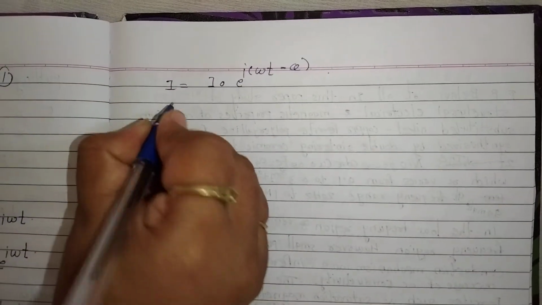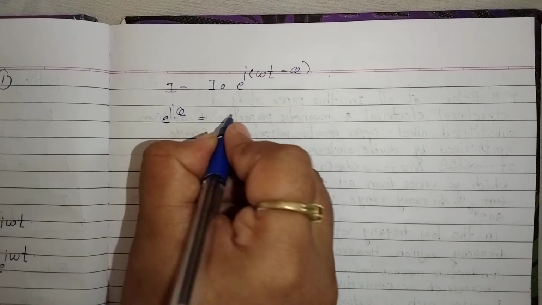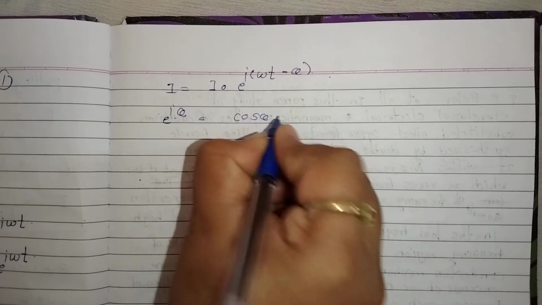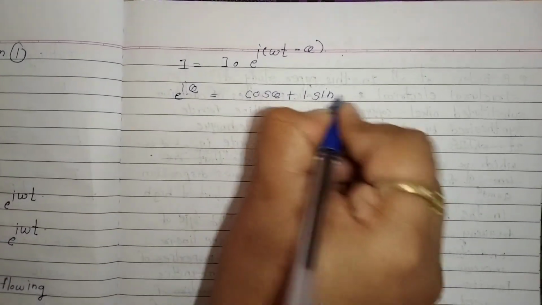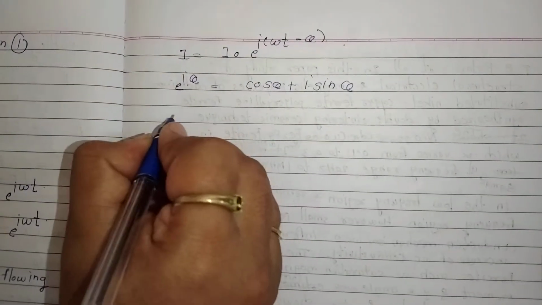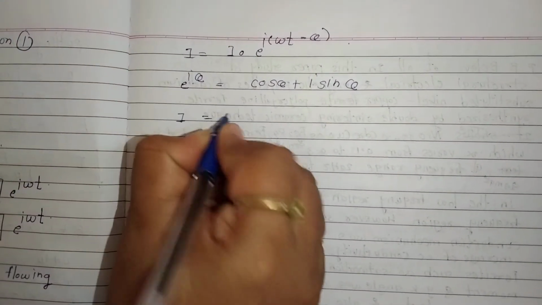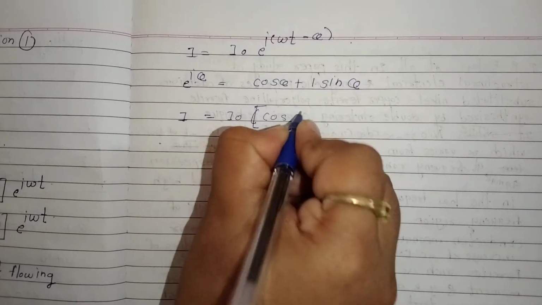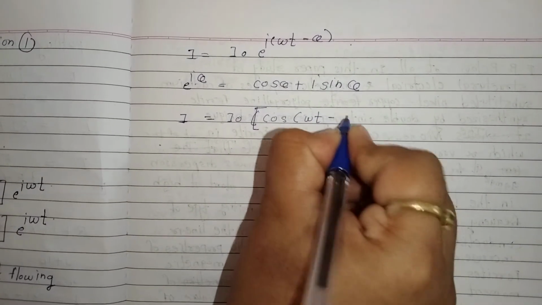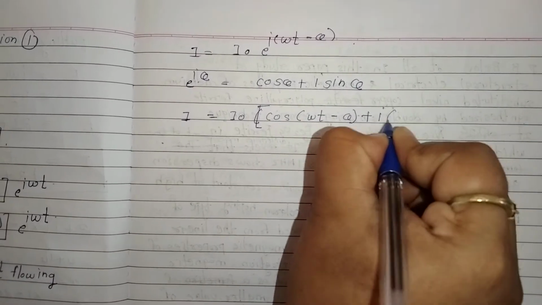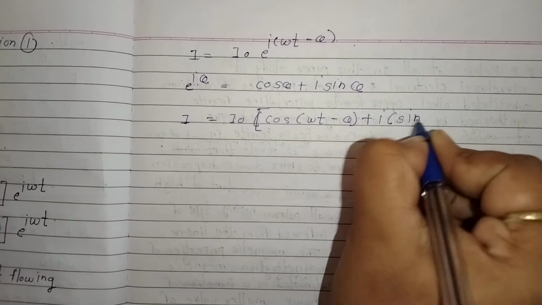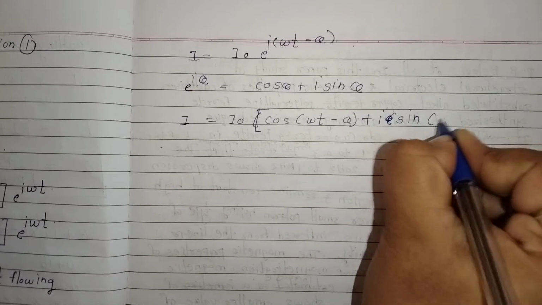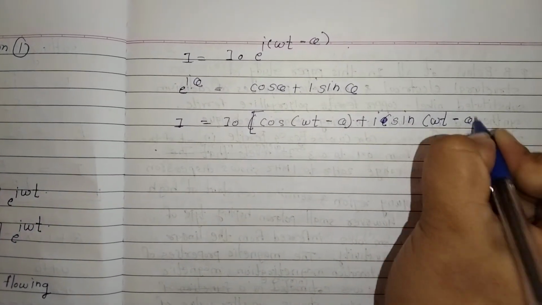We know e raised to i theta is equal to cos theta plus i sin theta. So we get the value I is equal to I0 cos(omega t minus theta) plus i sin(omega t minus theta).